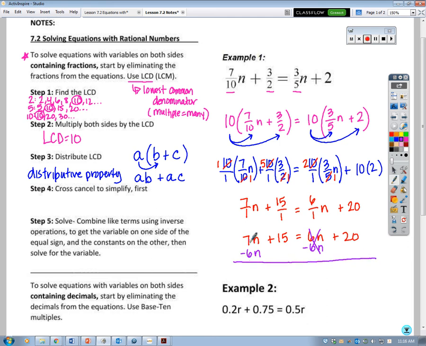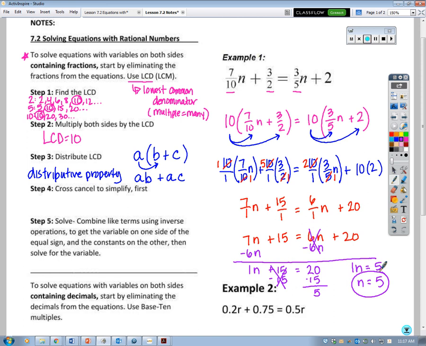So this leaves me with 7n minus 6n is 1n, right? Remember, every time you see a variable by itself, it's just 1. So I'm going to write 1n. I haven't done anything here, so I'm going to bring that down, equals 20, because this is gone. I'm going to combine my constants, minus 15. I've run a little out of room here, so I'm just going to cross cancel. And so now I have 1n equals 20 minus 15. 20 minus 15 is 5. So 1n equals 5, which means n equals 5. And that is my solution.